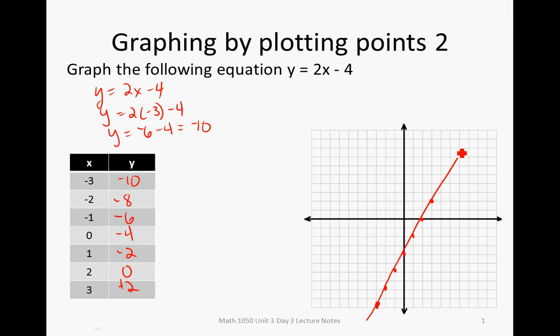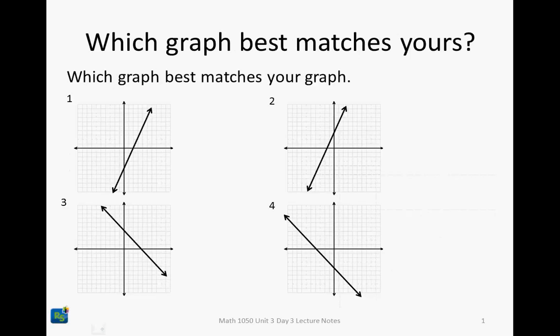And this just has one solution, one ordered pair that makes that, or one place, I should say, where we cross the x-axis and one place where we cross the y-axis. So the next question is, which of these graphs best matches yours? And of course, that is graph number 1. Okay, we have solved both of these equations graphically by substituting our numbers in and plotting points.